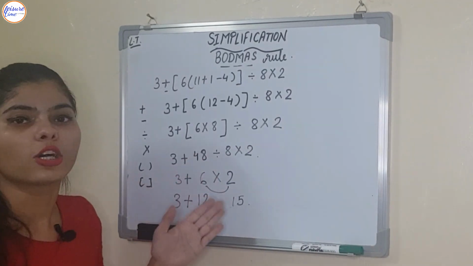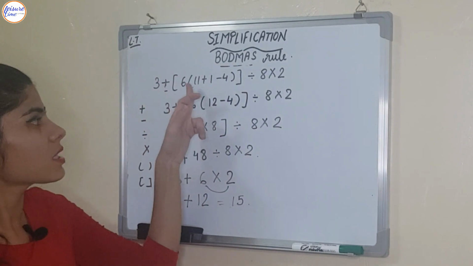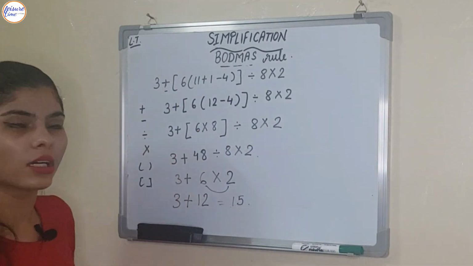So this is your basic rule of BODMAS and the rules about the brackets: the small bracket, big bracket and the curly brackets.